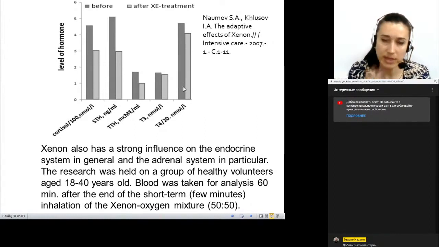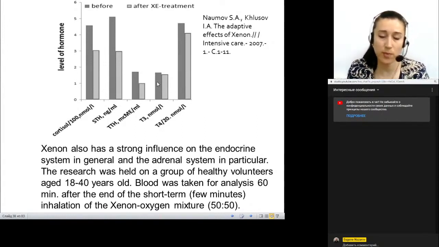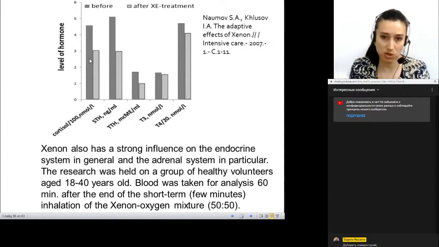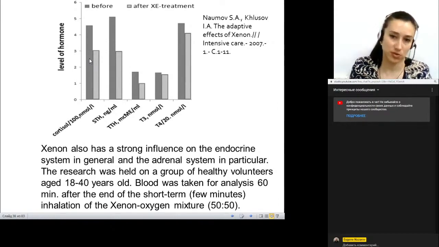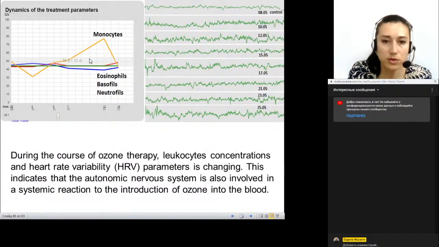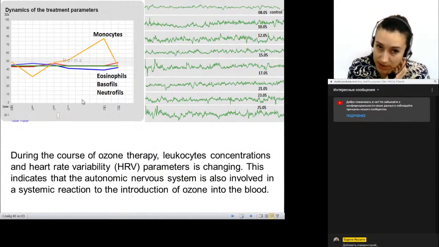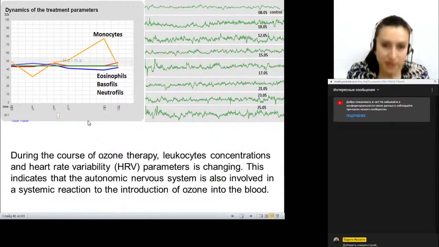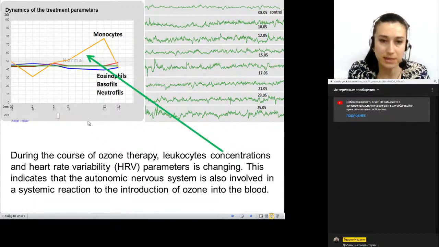So the research was held on a group of healthy people aged from 18 to 40 years old. Blood was taken for analysis for 60 minutes after the end of a short-term inhalation, around a few minutes, of a xenon-oxygen mixture, half to half. During the course of ozone therapy, leukocyte concentrations and heart rate variability parameters are changing. This indicates that the autonomic nervous system is also involved in the systemic reaction to the introduction of ozone in the blood.